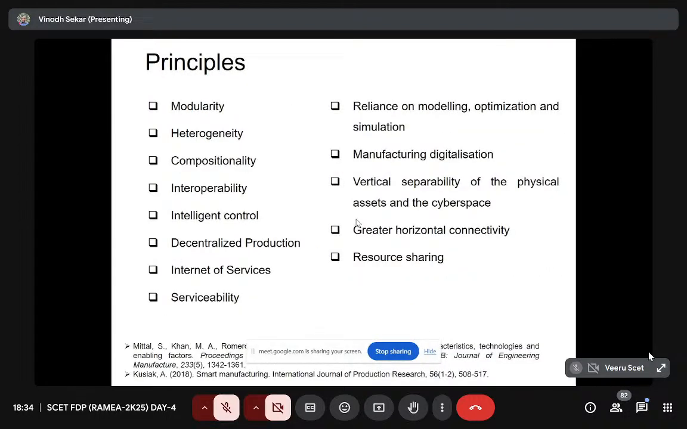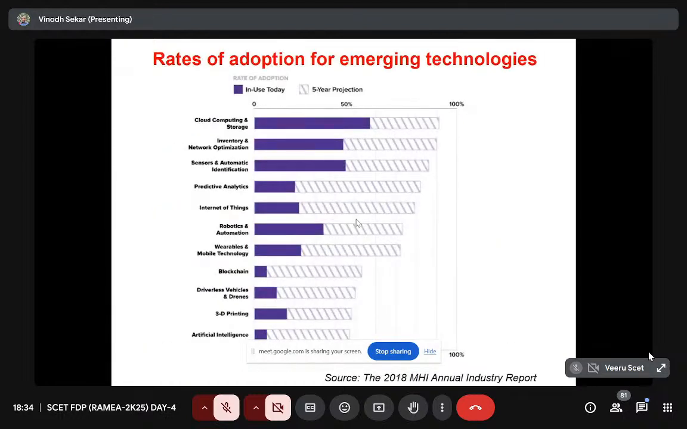So the principles, as we have discussed earlier, are being presented for a smart manufacturing system. And we could see the rate of adoption of the emerging technologies in present day use, and also the projection for the next couple of periods is being given. We could understand the role of the cloud systems, inventory optimization systems, sensors, predictive analytics, Internet of Things, 3D printing and additive manufacturing, robotics and automation. They have a significant role in developing smart manufacturing systems.